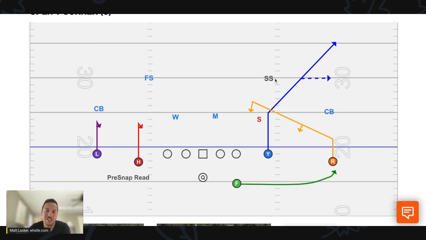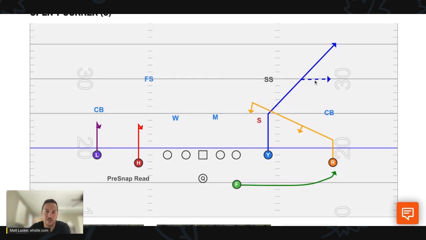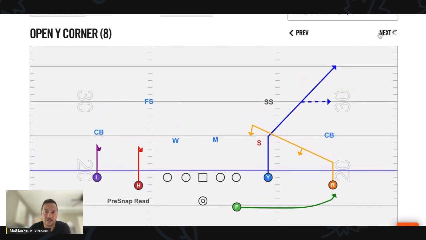But essentially, we have to be conscious that this safety can come over the top in the right situation for him. So if we can get this more on the out and stop his angle of taking this over the top, we're going to do that. And we do practice that in practice.